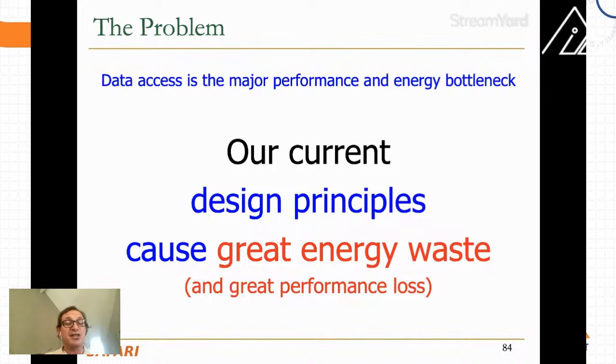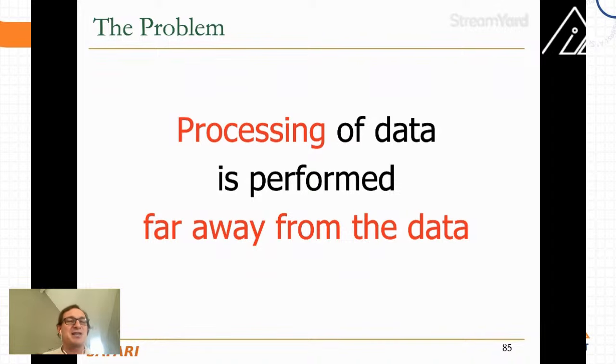Data movement causes great energy waste. To overcome the performance loss, we cause even more great energy waste in our systems. So I think we need to break this vicious cycle. And I think breaking the vicious cycle really requires us to pinpoint the problem. And I think the problem is actually very simple. We're processing data far away from the data.